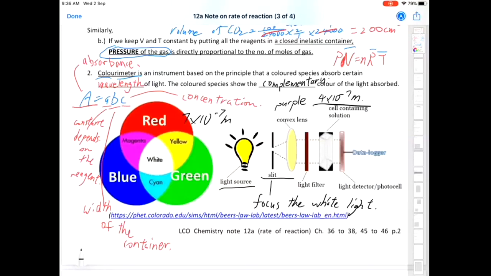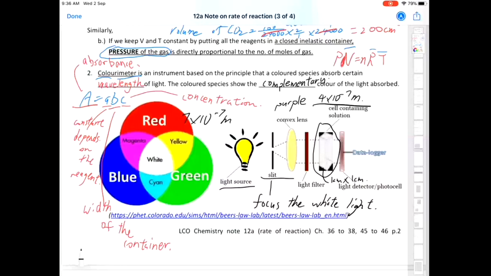And then after this, we call it a cell. And usually the width of the cell is 1 cm times 1 cm for the base area. It's because the length the light travels through will also affect the absorbance. So each time we perform this experiment, we have to ensure that this is a control variable, I mean the size of the container, the size of the cell.